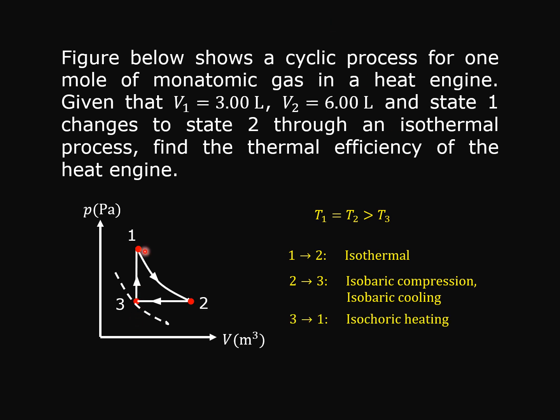From 3 to 1, the volume of the gas remains the same. So this process we call isochoric, and the temperature of the gas when it changes from state 3 to state 1 is increasing from T3 to T1, based on this relationship between the temperatures of state 1, state 2, and state 3. Therefore, we know that this process is isochoric heating.